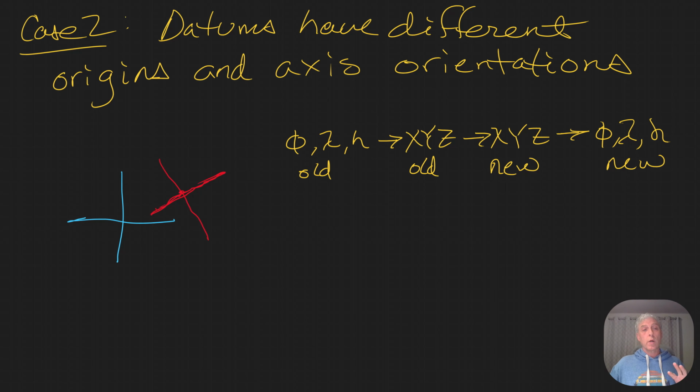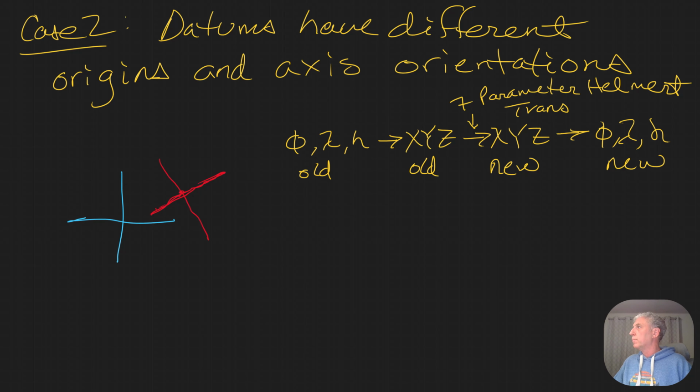We have to convert from one Earth-centered, Earth-fixed system to another Earth-centered, Earth-fixed system, having a new origin as well. And this conversion would actually be a 7-parameter. Right here, we would impose a 7-parameter Helmert transformation. So that's case 2.